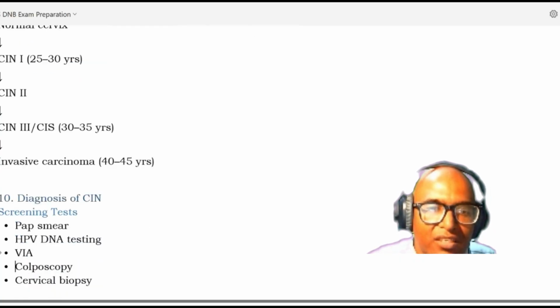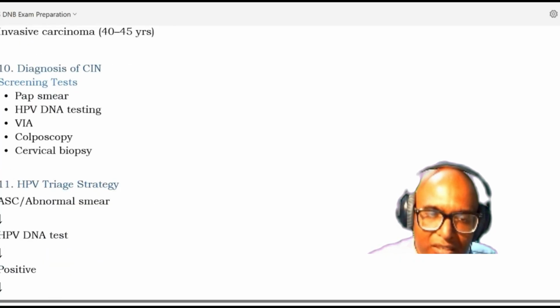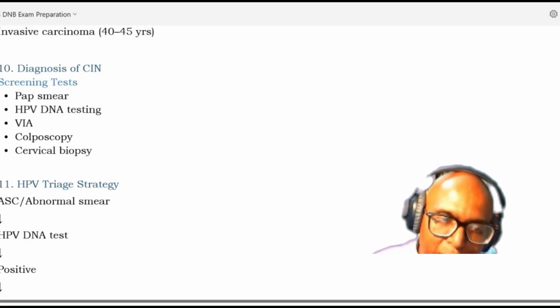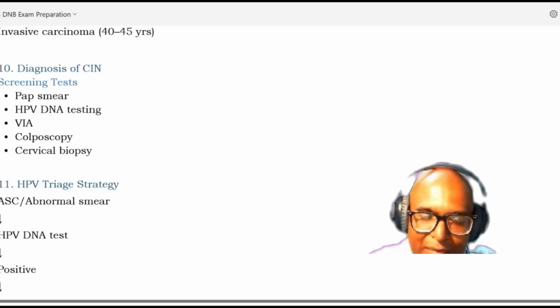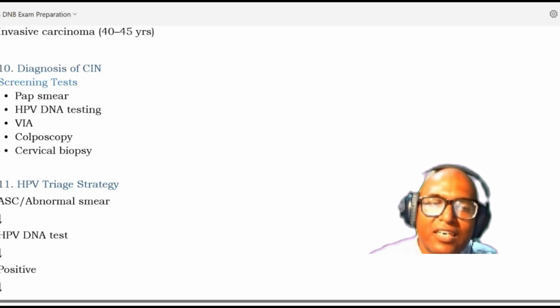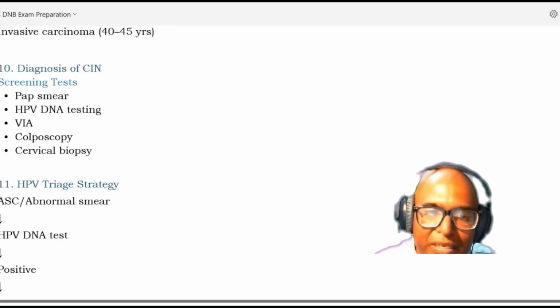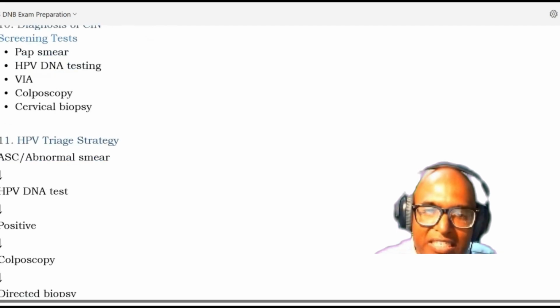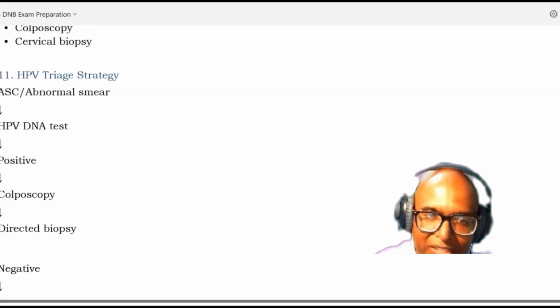So how will you diagnose CIN? The tests are, one, Papanicolaou smear you can do. Second, by detecting the HPV, because HPV will lead to this type of changes, so you screen for the HPV itself. Then visual inspection with acetic acid, colposcopy, and cervical biopsy. So these are the things which you should be describing after that.